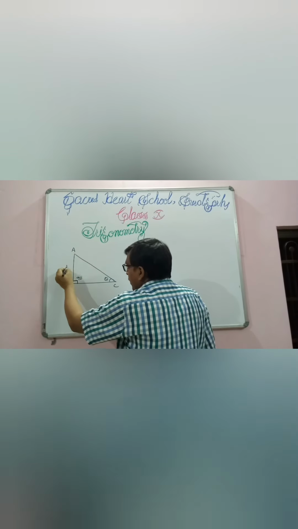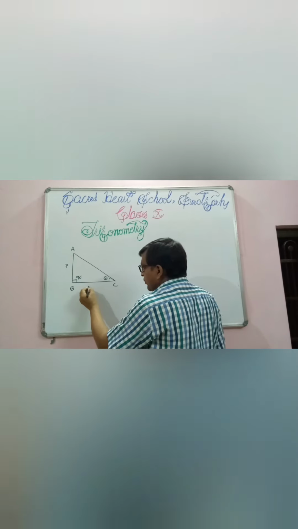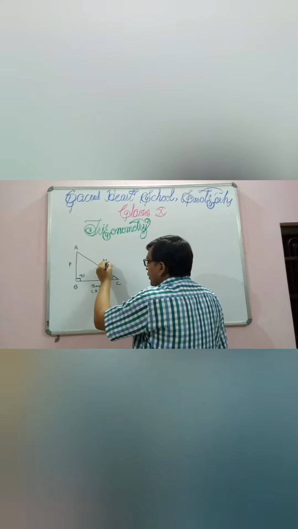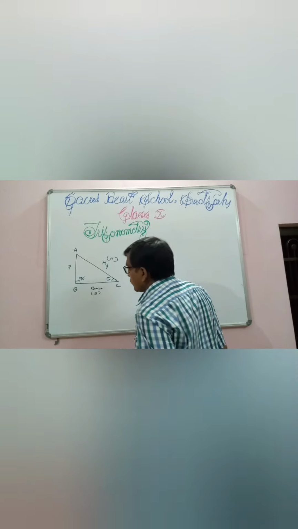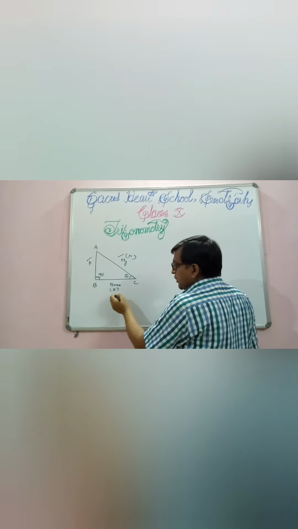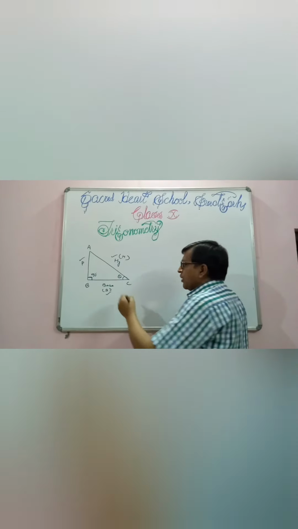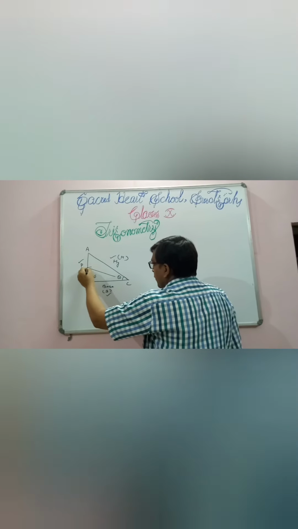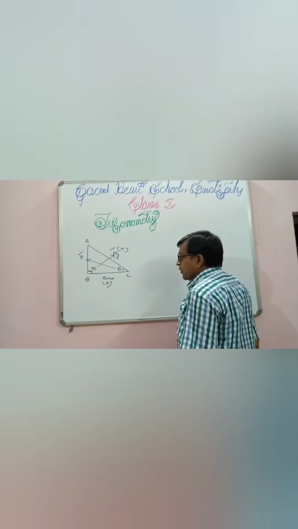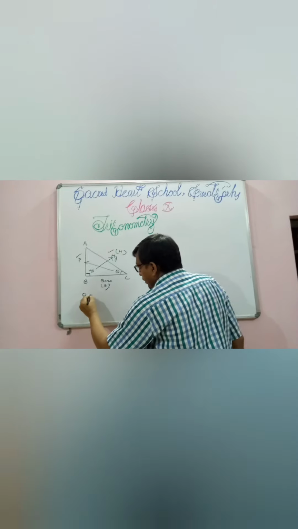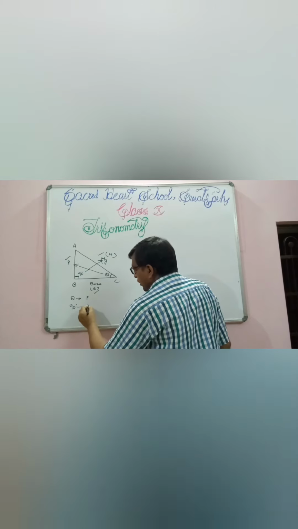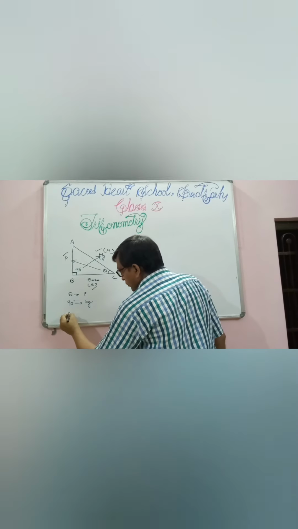Opposite to theta is the perpendicular. The 90 degree angle and theta are both adjacent to the base. Hypotenuse we write as H, perpendicular as P, and base as B. Always check: perpendicular is just opposite theta, and hypotenuse is just opposite the 90 degree angle. Once again, theta opposite is perpendicular, 90 degree opposite is hypotenuse.